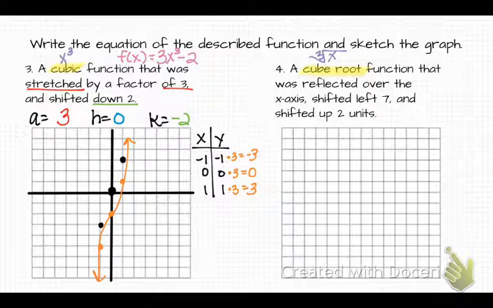Okay, now I have to identify A, H, and K. What's the next piece of information that I'm given? Okay, reflected. Is that A, H, or K? A, and what sign is it? Negative. Okay, shifted left 7, is that H or K? H. And what sign is that? Negative. And then finally shifted up 2, which one's that? That one is K. Yes, I heard it, thank you.